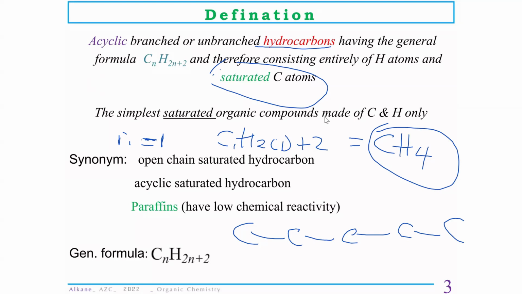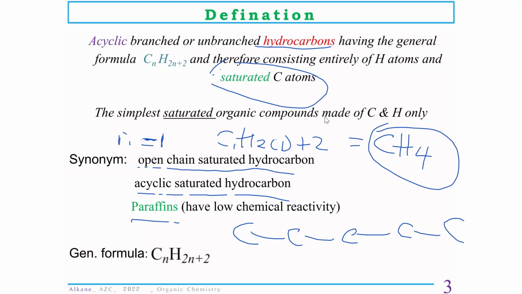So it's the simplest, and it has its synonyms. The synonyms of alkanes: you can call it open chain saturated hydrocarbon, you can also call it acyclic saturated hydrocarbon, and you can also call them paraffins. So at this point we are able to understand that alkanes are saturated.